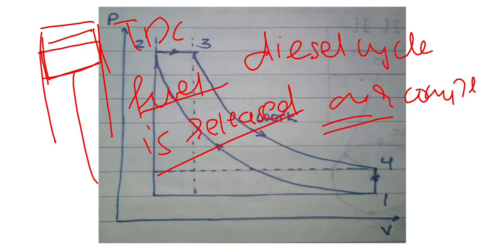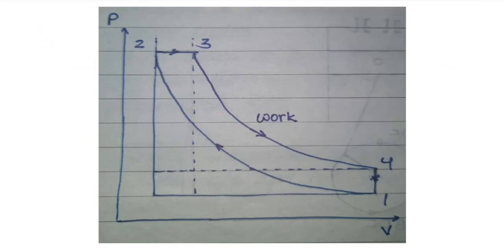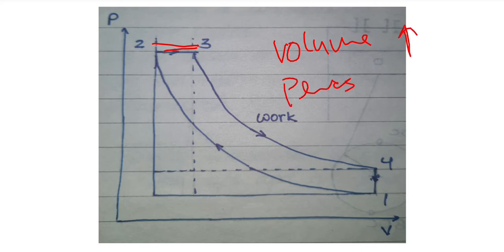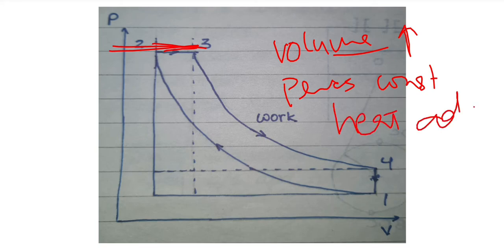Now see here, from 2 to 3 the volume is increasing, but the pressure is constant. See, the pressure is constant. And volume is increasing, and heat is added in a reversible manner.